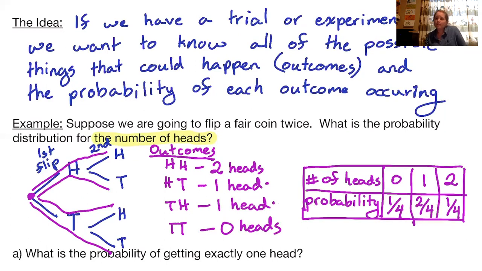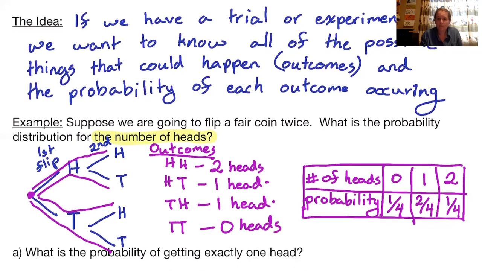So this is our probability distribution. We expect to get 0 heads about 1/4 of the time. We expect to get 1 head 2/4 or 1/2 of the time. And we expect to get 2 heads 1/4 of the time.